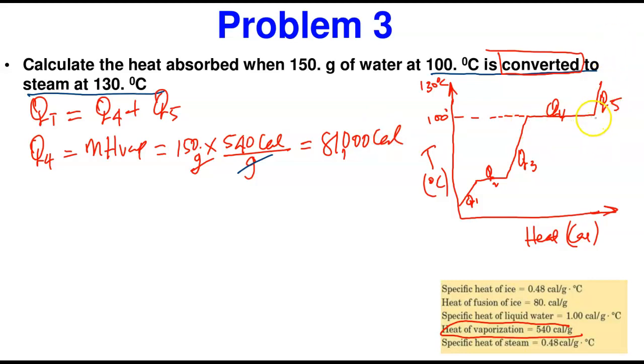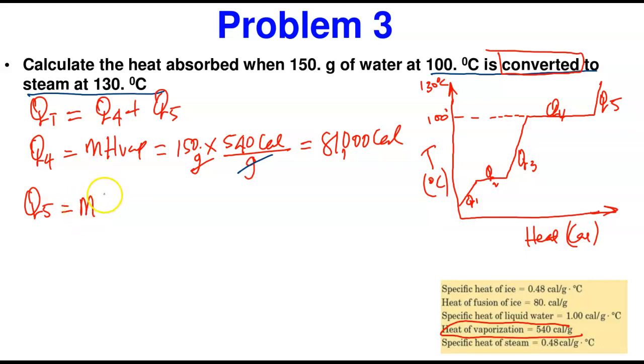Again, you now go to Q5. What is happening in Q5? In Q5, you're changing temperature from 100 to 130. So in Q5, there's a change in temperature, but you still have the same mass, 150 grams. So remember, let me just write the formula first. That usually is very important to do. I want to write it first.